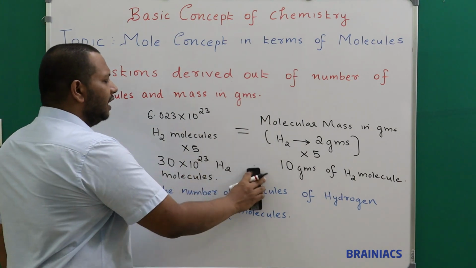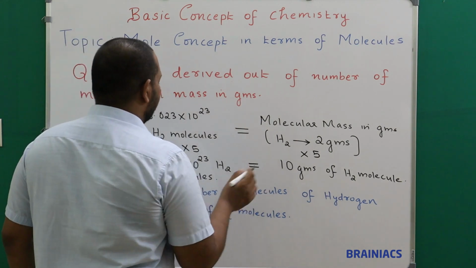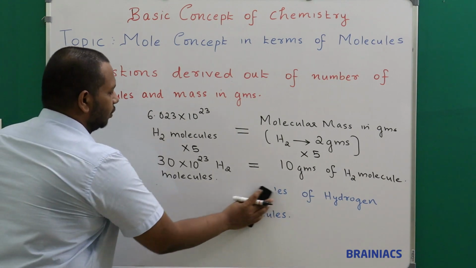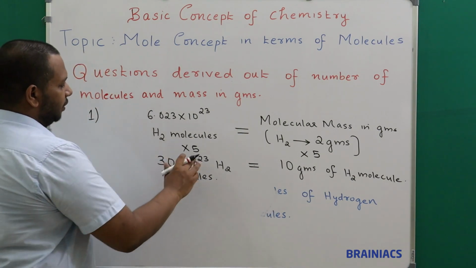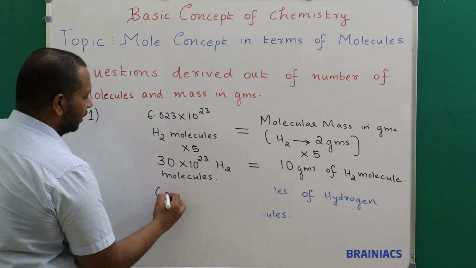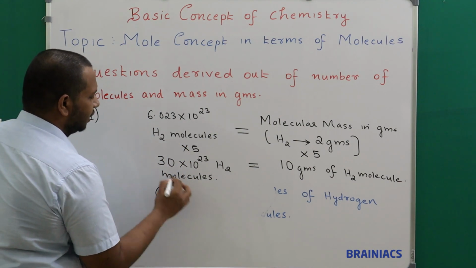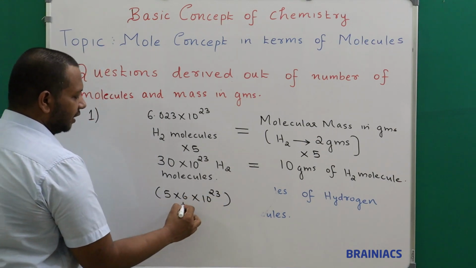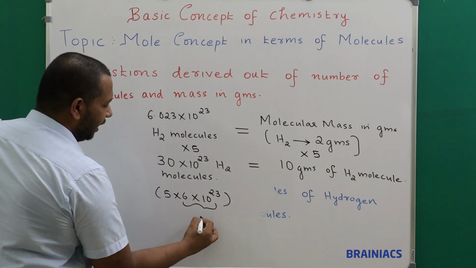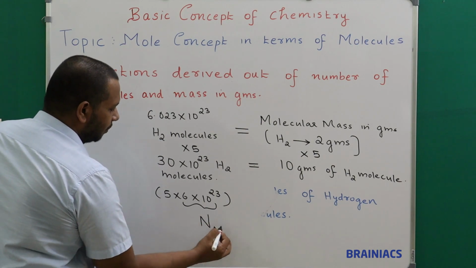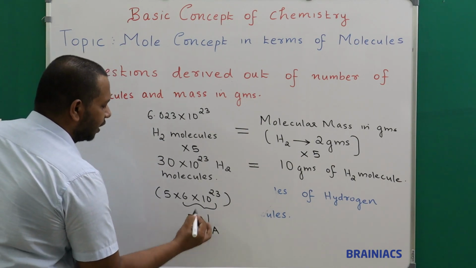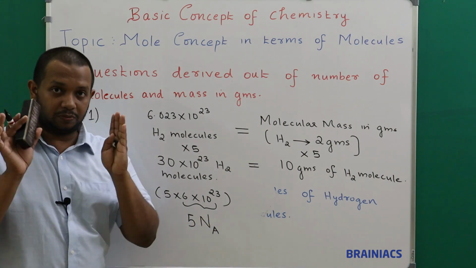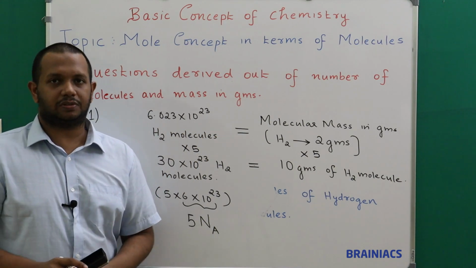And even sometimes they can say it in another way. Instead of doing it like this, they may give the options like this also: 3 into 10 power 23, right? This can be written as 5 into 6, that is 30 into 10 power 23. And this can be further written as, you know, this is nothing but my Na, that is Avogadro number. So this can be written as 5 Na. So options can also be given like this. So always be careful while going through the options.